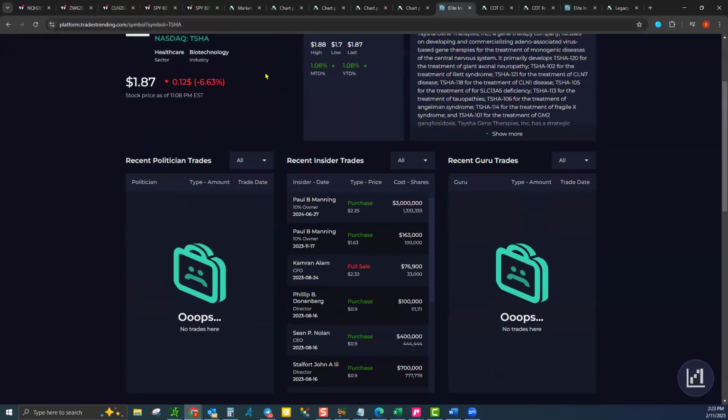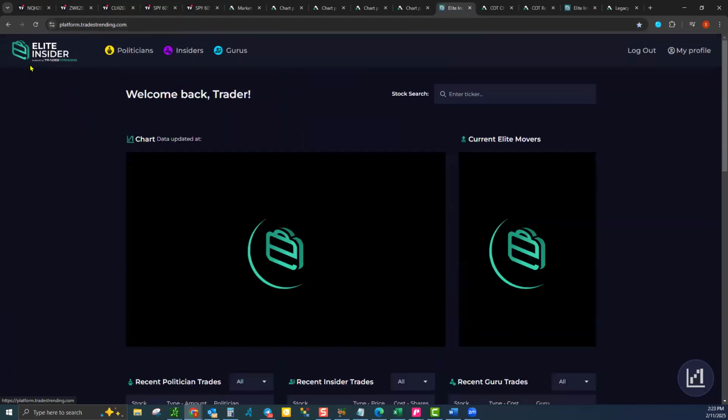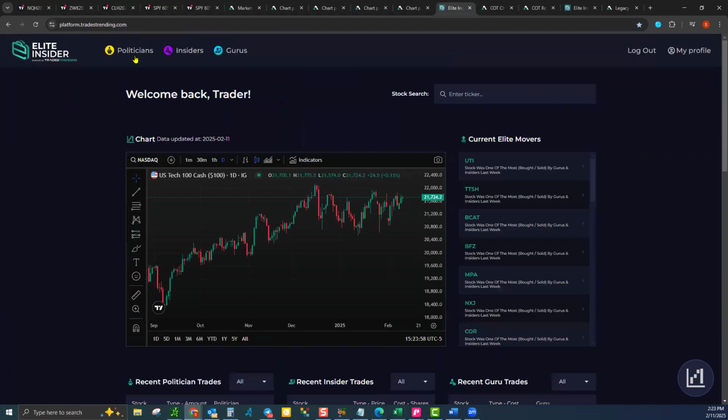We call it Elite Insider. We track insider trading from politicians, and by insiders I mean corporate insiders, C-level execs: CEOs, CFOs, directors, chief marketing officers. The head janitor? No, they don't count, but the guys that have the know inside the company. And then we have what we call Wall Street hedge fund gurus. So we break that down to 3 categories.